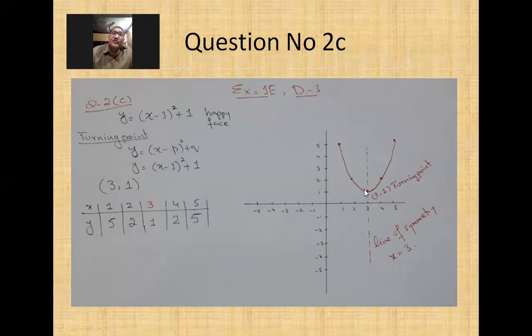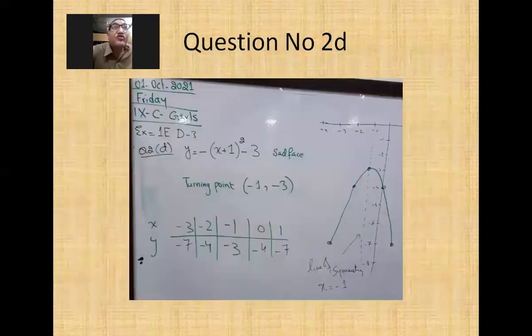And the line of symmetry will be, this is the turning point, through which I will draw a vertical line. That will be the line of symmetry, because this is passing through x equals 3. A vertical line is x equals a number. So that will be x equals 3. That's the line of symmetry.